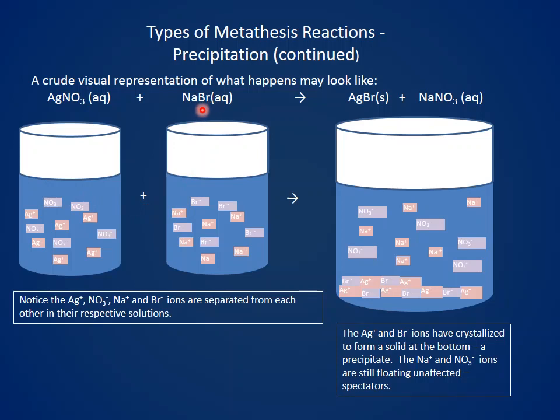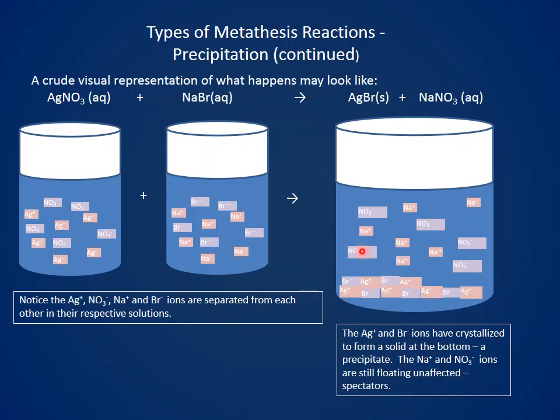I have my sodium bromide, also soluble, and so I have sodium ions and bromide ions up here as well. When I mix this one and pour it into here, or vice versa, either way, I get this over on the right-hand side. What happens in here is my silver and bromide ions are now connected. They made this silver bromide solid that's sitting in the bottom as a precipitate.